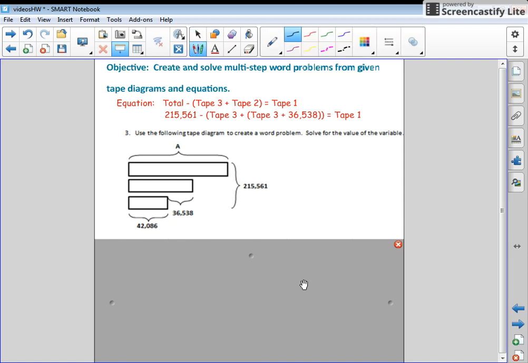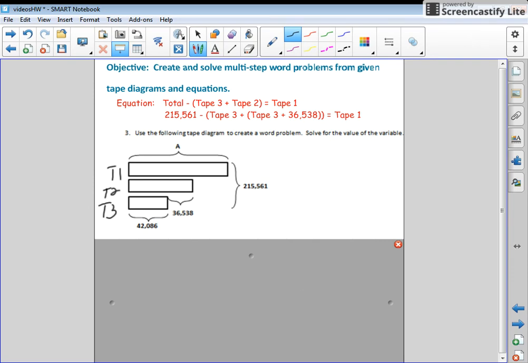Okay, so the tape diagram we're looking at today is now a three-part comparison problem. So we have three pieces of tape, and we know the total of all three tapes. So the first thing I'm going to do is go ahead and label my tapes: tape 3, tape 2, and tape 1.